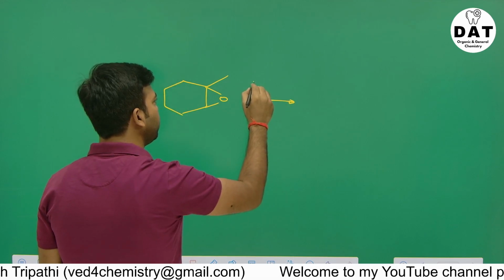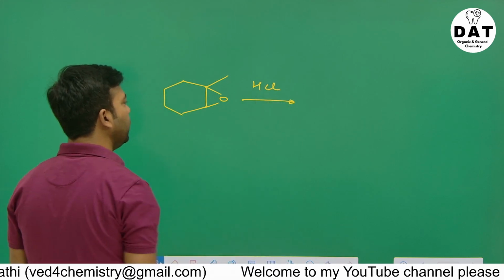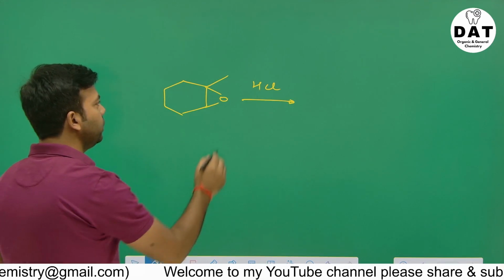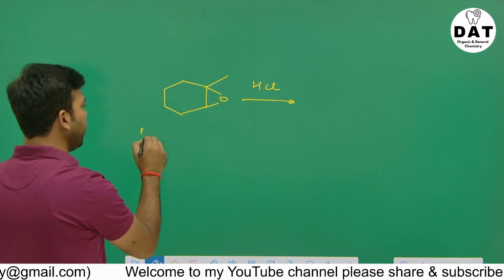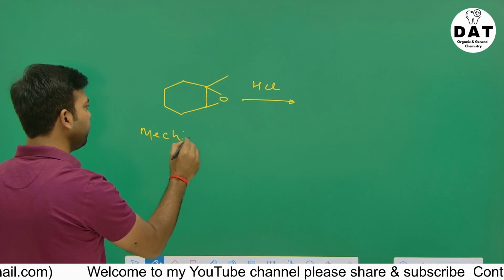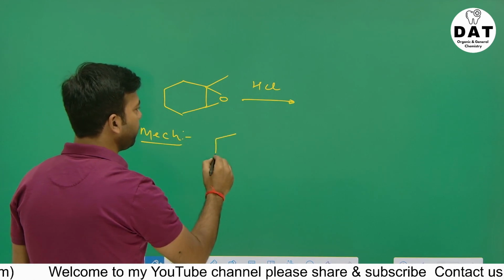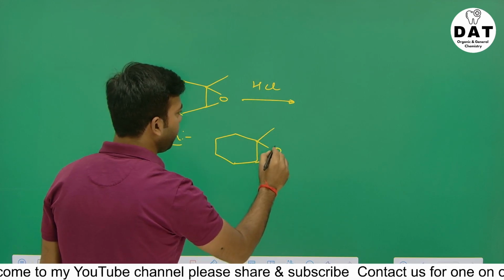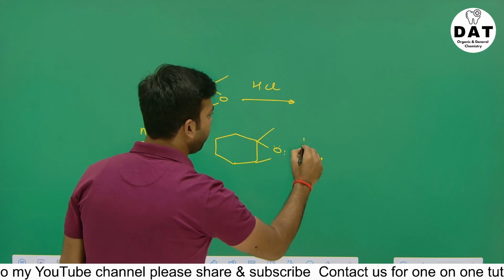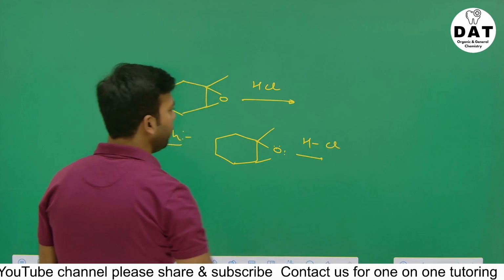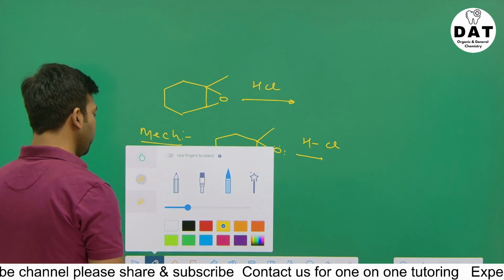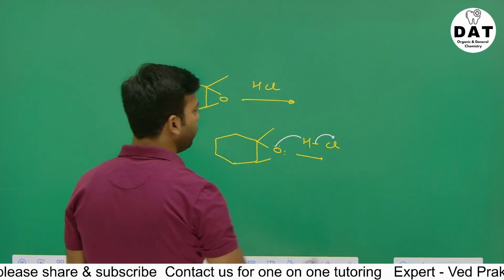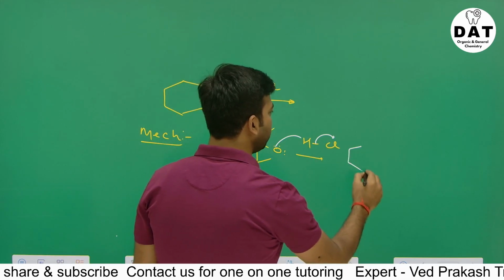Here we have, suppose, HCl. Clear? So this is an acid, we all knew. So what will happen? If you look at the mechanism, in the very first step, oxygen attacks the H plus and this bond is going to break. So there is a protonation like this.